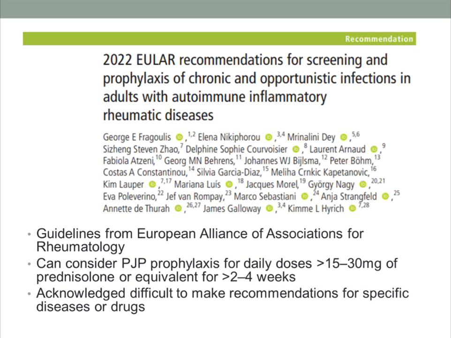There's one guideline from the European Alliance of Associations for Rheumatology that does say it can be considered, not necessarily that you should do it, for steroid doses of greater than 15 to 30 milligrams prednisolone or equivalent for over 2 to 4 weeks. And they freely acknowledge in here that it's very difficult to make recommendations because these patients are very heterogeneous based on their disease state and treatments. So, microscopic polyangiitis getting cyclophosphamide or rituximab is very different from rheumatoid arthritis on 20 milligrams of prednisone a day.